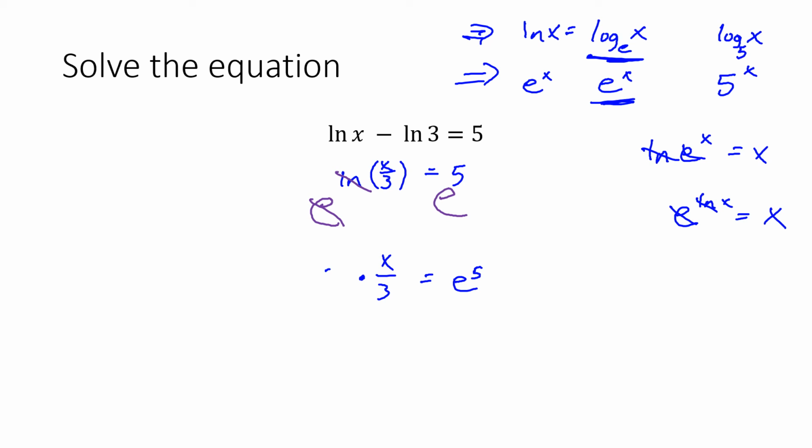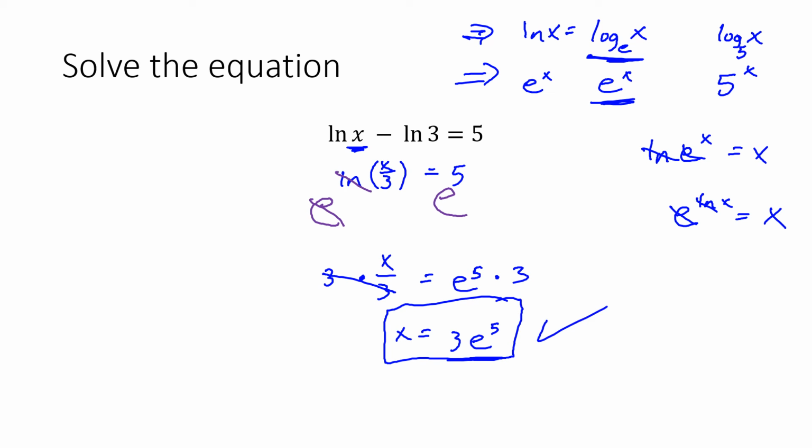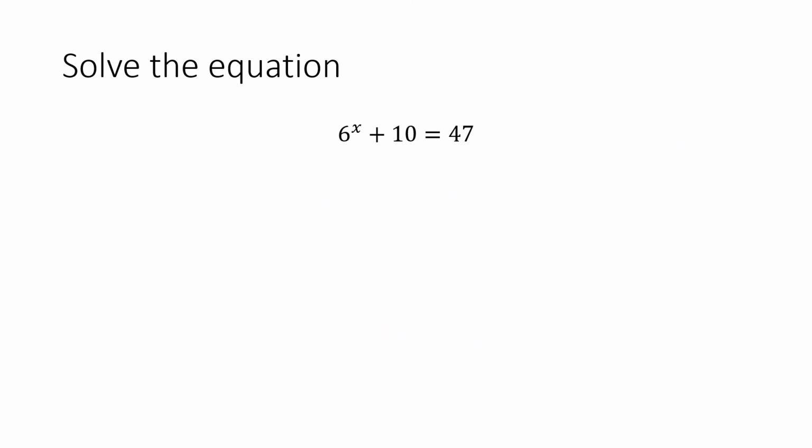So to get x by itself, multiply both sides by 3, and so x is equal to 3e to the 5th. We should check if this makes sense. Since this is positive, that means what we put here is going to be fine. Putting 3e to the 5th is going to be fine because we'll have a positive argument. So we've confirmed that this is the correct answer. That is the solution.